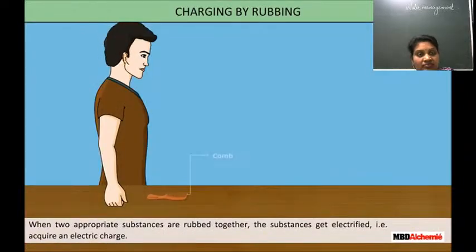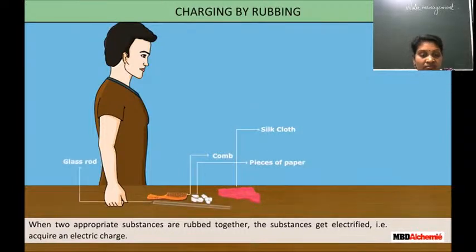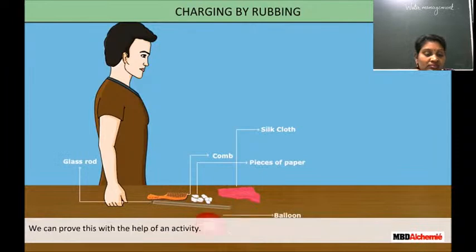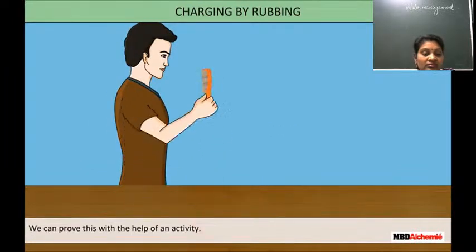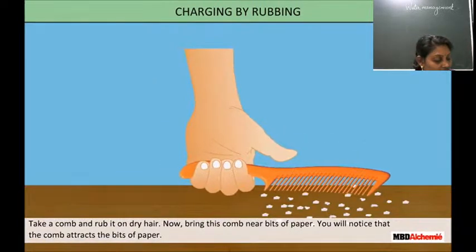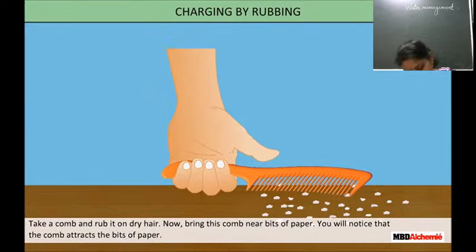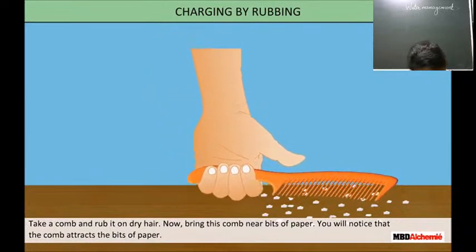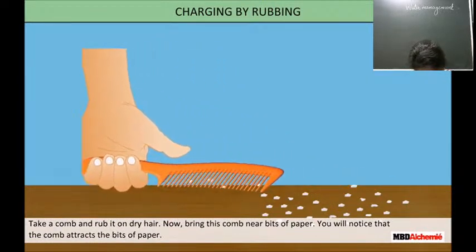When two appropriate substances are rubbed together, the substances get electrified, that is, acquire an electric charge. We can prove this with the help of an activity. Take a comb and rub it on dry hair. Now bring this comb near bits of paper. You will notice that the comb attracts the bits of paper.